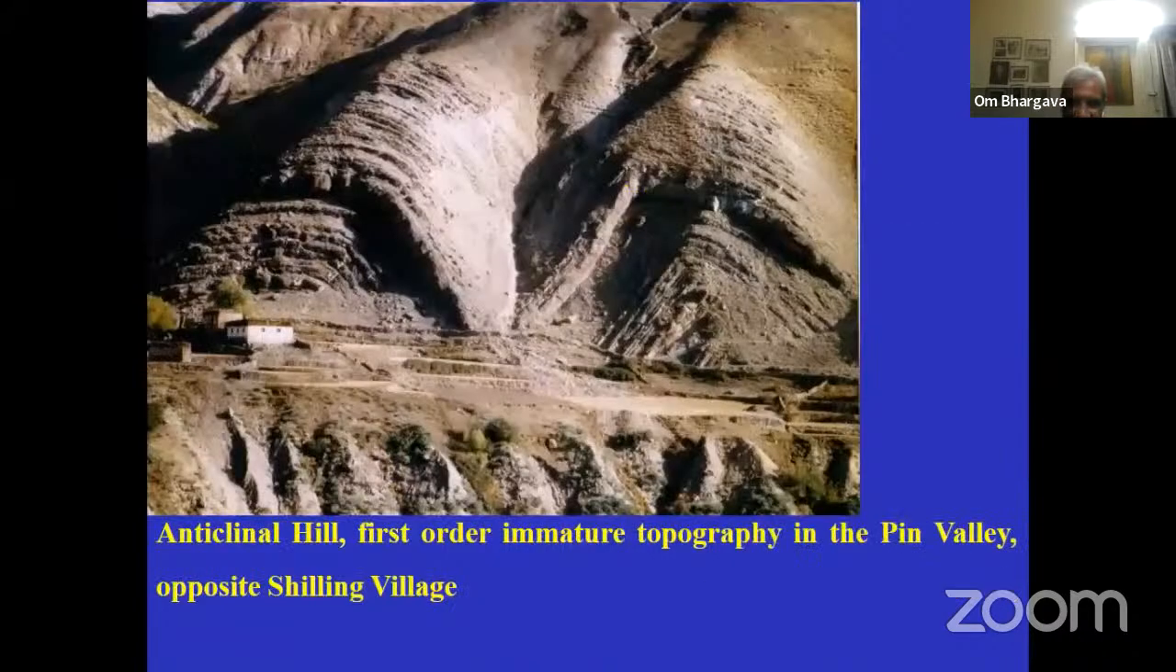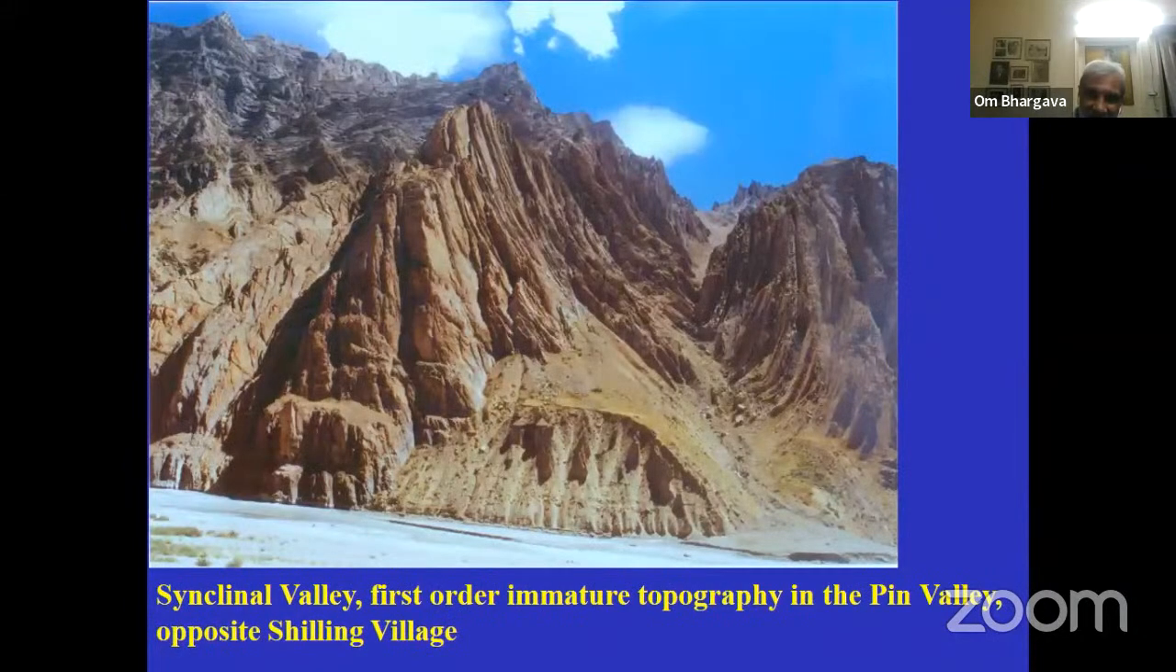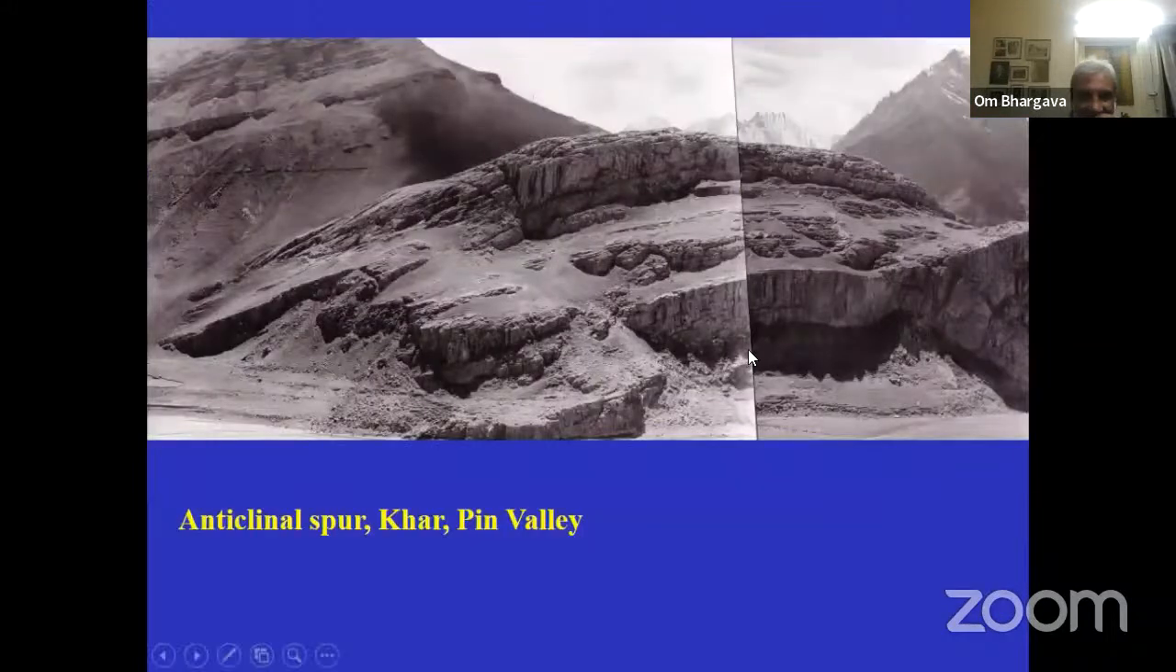This is something not related to sedimentation, but you see, you have heard of anticlinal valley and synclinal hills. But here you see anticlinal hill. That is the first order topography showing that this phase of folding is very recent. It's not very old. With the result, the anticlinal hills have remained anticlinal. And then you see synclines have remained valley. And similarly, a dome, anticlinal spur has remained as a dome.